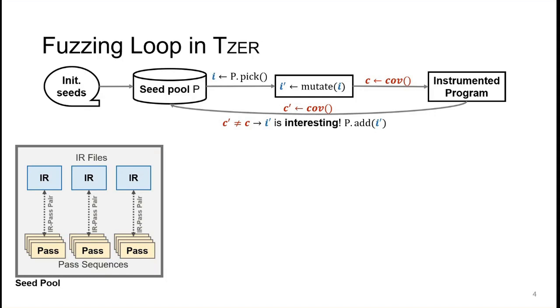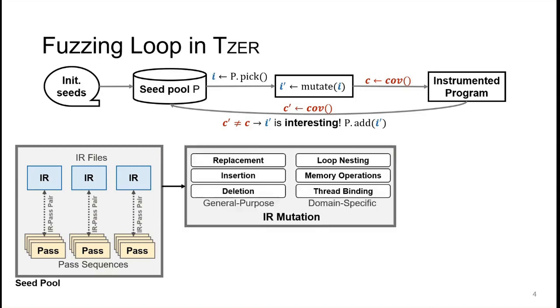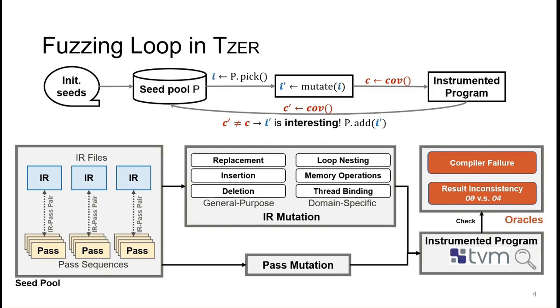The workflow of Tzer is consistent with the mentioned pipeline. Tzer regards the combination of an IR file and the pass sequence as the test unit. Each time it either mutates the IR or the passes and observes the coverage feedback from the instrumented compiler binary. Our test oracles include compiler failure and result inconsistency between optimized and non-optimized binaries. Once we find a test case with new coverage, we add it to the seed pool. We also do this in a loop so that once the pipeline is launched, it can be continuously running and generating new inputs to detect compiler bugs automatically.